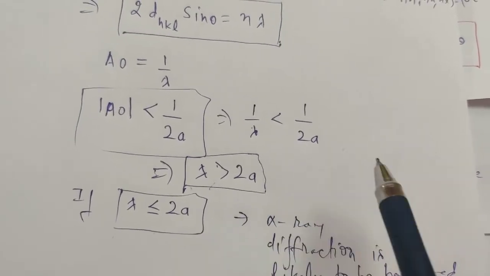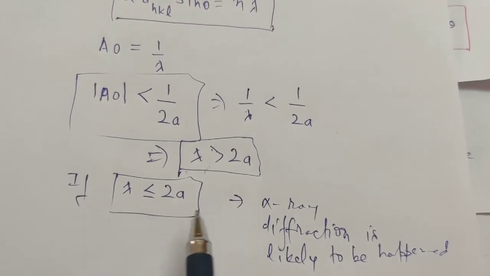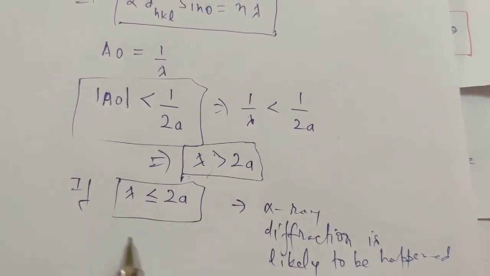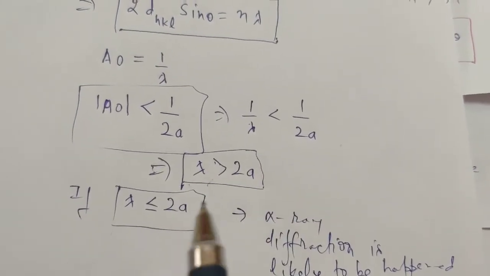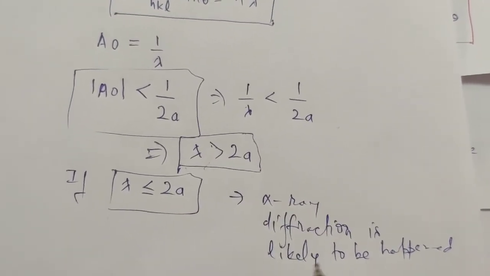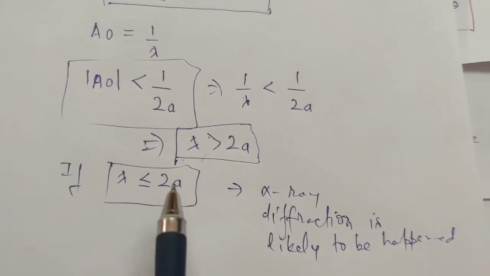So that means there will be no X-ray diffraction, and for this case your circle will touch or intersect any of the reciprocal lattice points. For this case X-ray diffraction is likely to happen, so there will be X-ray diffraction for this case.